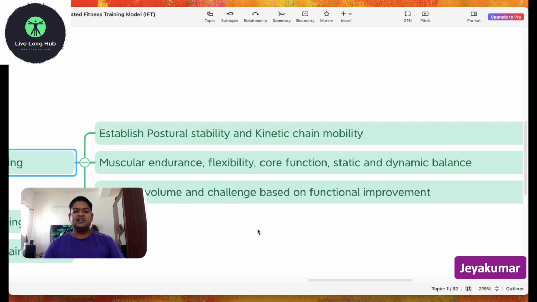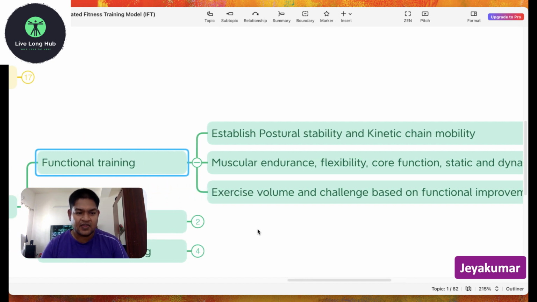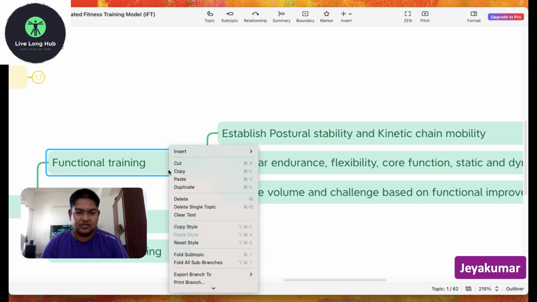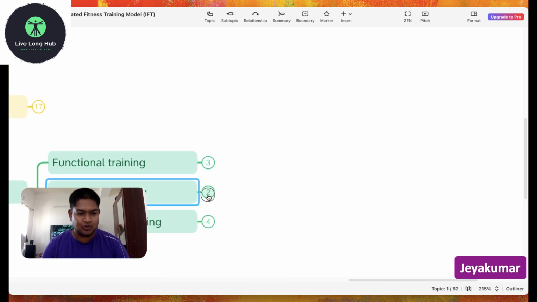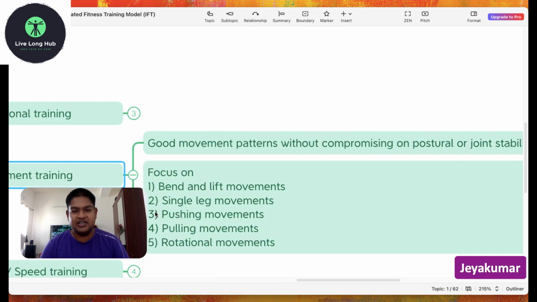And how is it done? The exercise volume will be increased, and also the challenge is going to be increased based on the functional movements. Functional movements, what I mean is basically the daily activities that we do, which require good postural stability and also good kinetic chain mobility. So once the individual has good functional training, he can then move to the movement training.